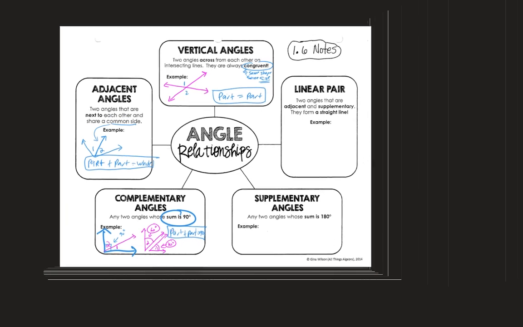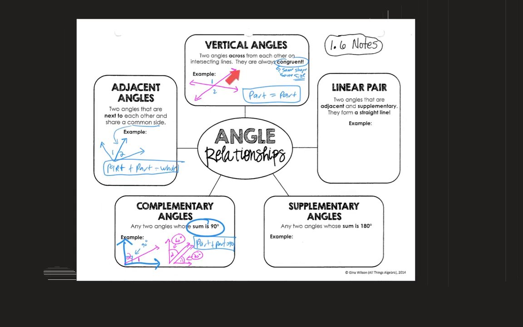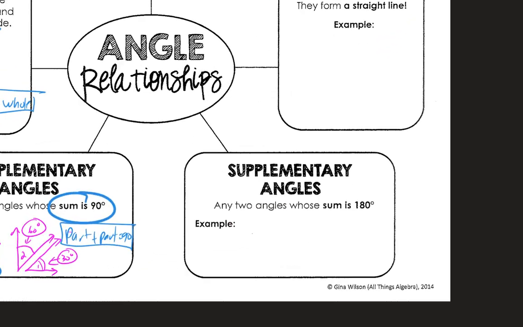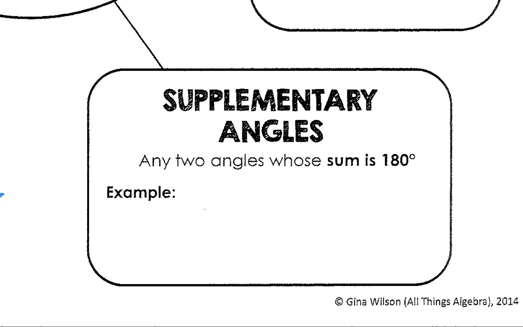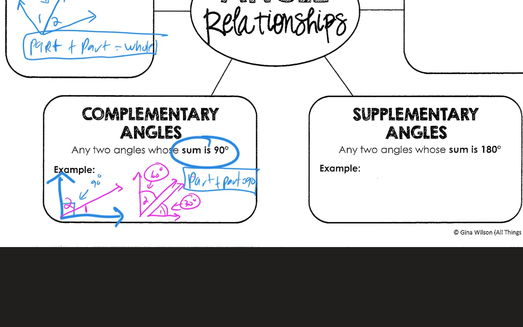All right, so moving right along, we've done vertical angles where we said part equals a part. We've done adjacent angles where we say part plus part equals whole. Then we've done complementary where we say part plus part equals 90 because that's the whole amount. All right, let's keep it moving. Now we're going to move on to what we call supplementary angles. Similar to complementary, where complementaries add up to 90, supplementary angles are any two angles that add up to 180.